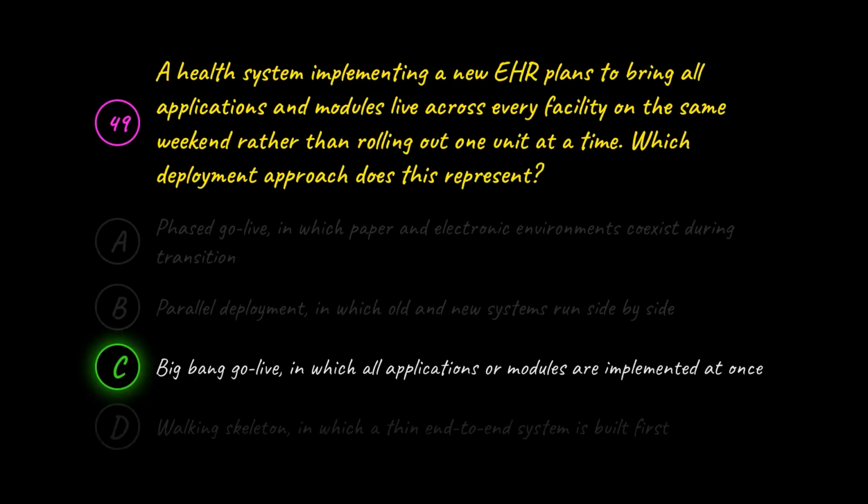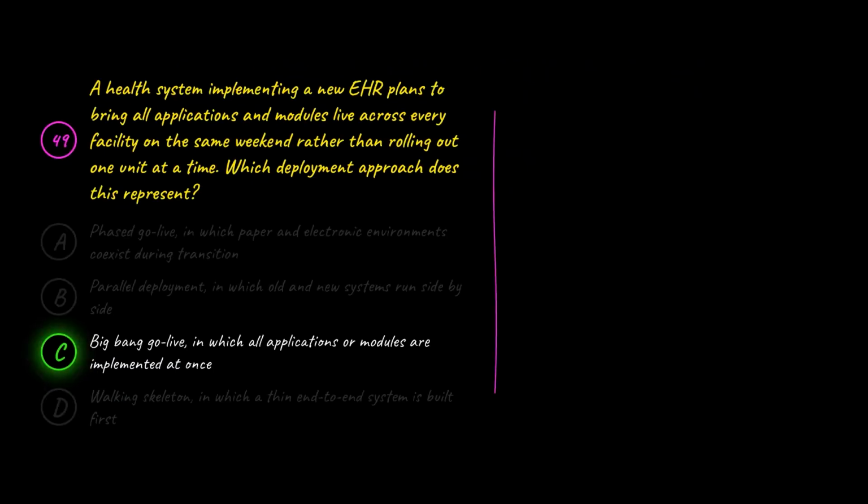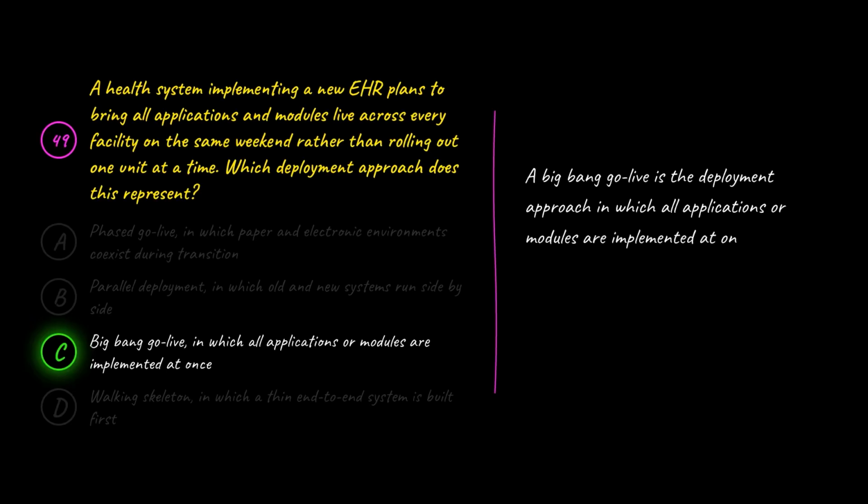The correct answer is C. Big Bang Go Live, in which all applications or modules are implemented at once. C is correct because a Big Bang Go Live is the deployment approach in which all applications or modules are implemented at once, often across the entire organization on the same weekend. The scenario fits this approach exactly.